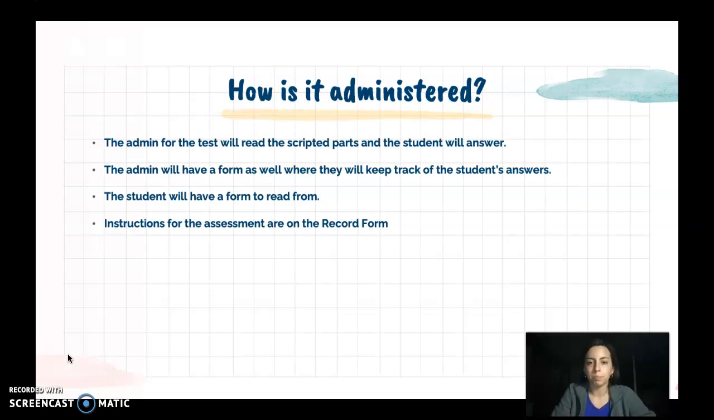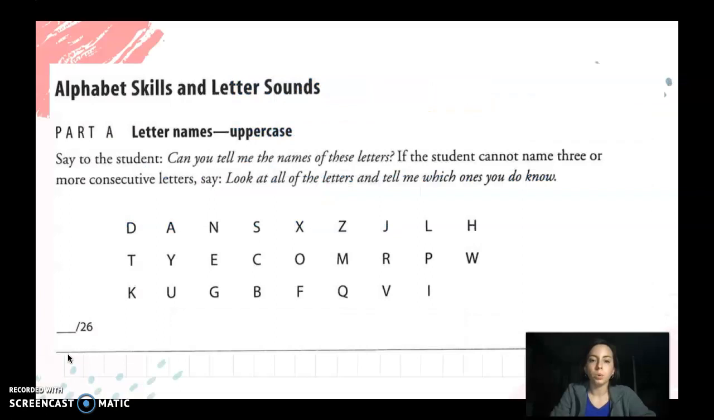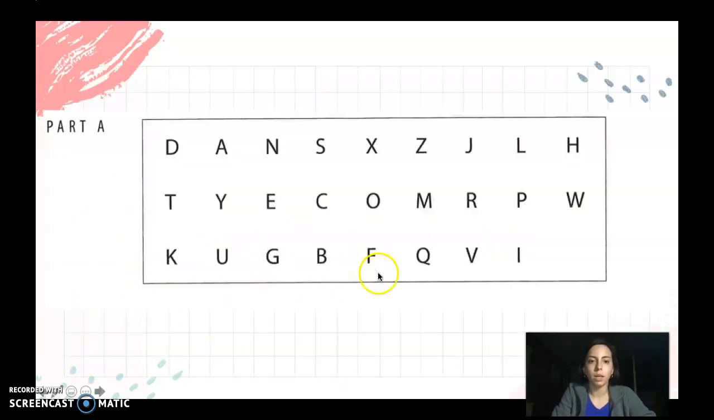the record form. Here is what the administrator's form would look like, where they have the title of what the section is and the script that they would read from, as well as what the student is looking at and where to keep score. This is also where they will keep track of how the student answers. And this is the student's form, so they only see those letters that they will read from.